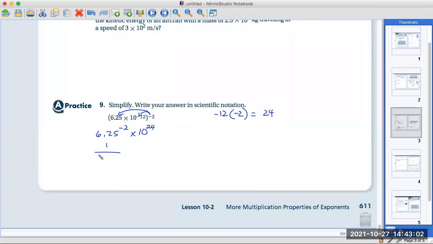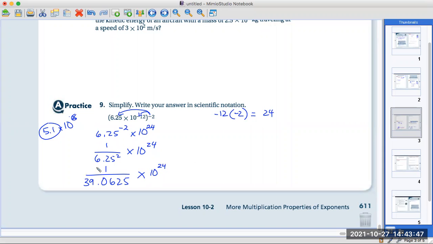This is 1 over. There's several ways to do this, guys. This is a really small number. Remember, scientific notation starts with something like 5.1 times blah, blah, blah. It has to look like that in the beginning, not like that. This is not good. So I'm going to continue. I'm going to plow away. 6.25 times 6.25 is 39.0625 times 10 to the power of 24.